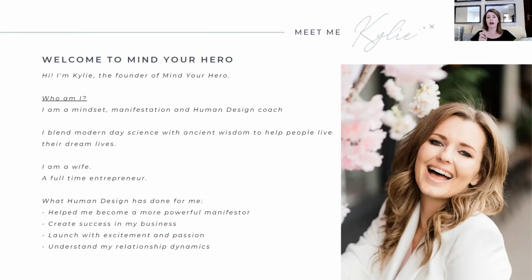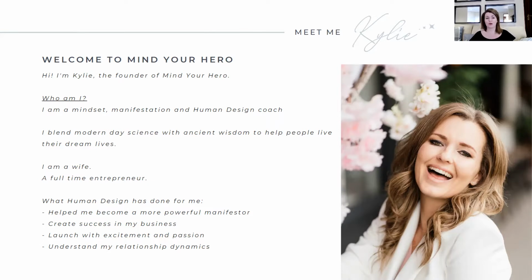It's also helped me to understand my relationship dynamics with my husband. So him and I often look at our charts together, and we've also had a connection chart read by one of our team members, which is Lauren, and I'll be bringing up Lauren's name quite a bit. So for those that don't know, we do have an in-house human design specialist. Her name is Lauren. She is absolutely incredible at human design. She teaches me so much about human design on a daily basis.